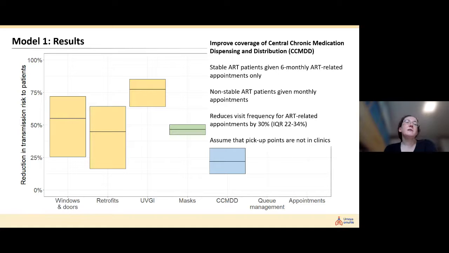The next intervention was to increase coverage of CCMDD among ART patients and to ensure that patients don't have to queue to pick up their medication. We estimate that doing that would have a moderate effect only on the frequency of visits for ART-related reasons, reducing them by only 22 to 34%. For that reason, the estimated transmission risk in clinics is reduced by 12 to 32% only.